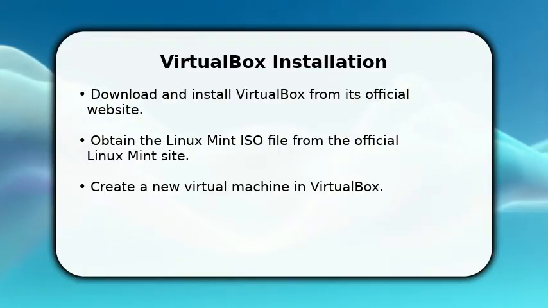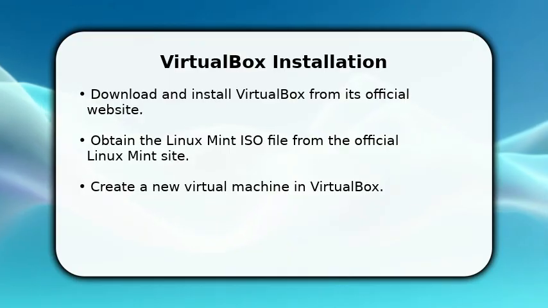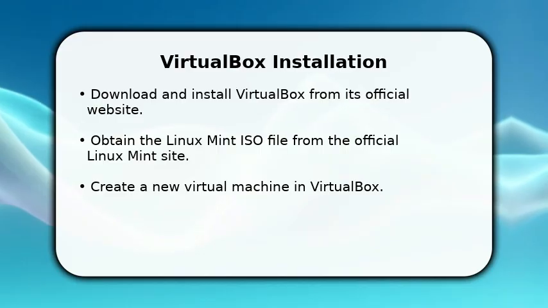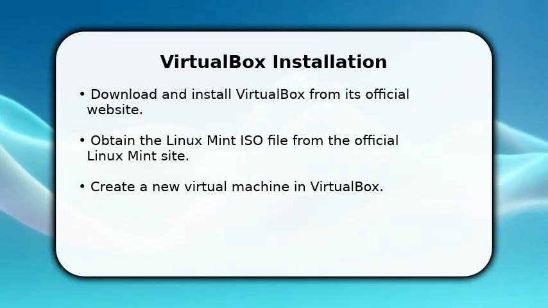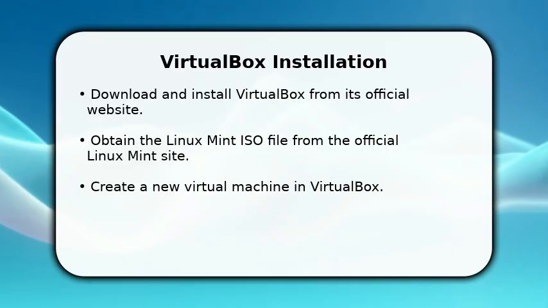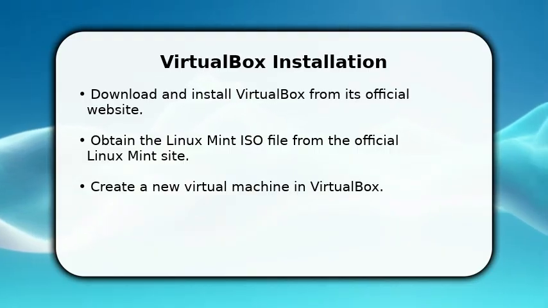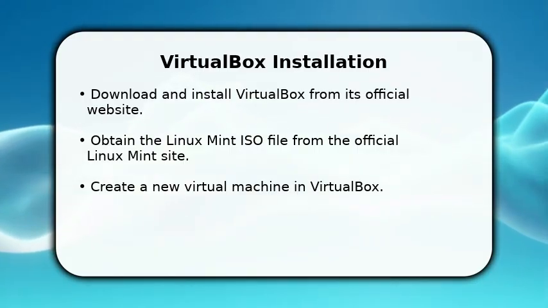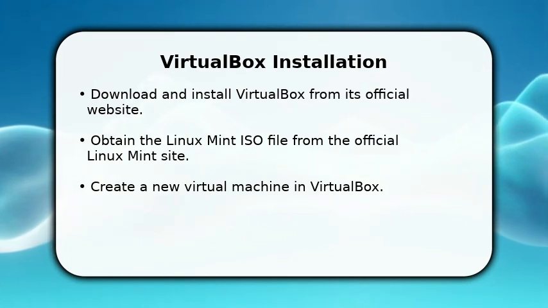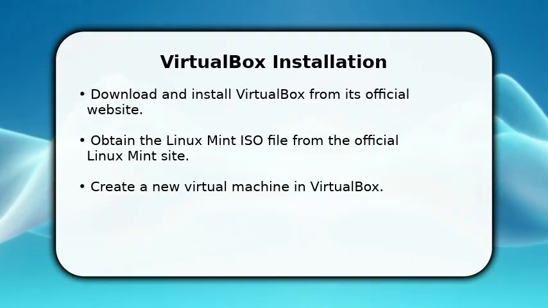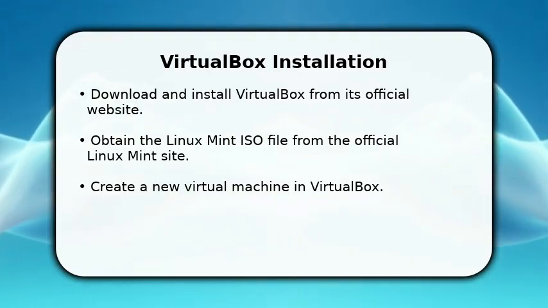In this video, I will explain how to set up Linux Mint on VirtualBox. First, download and install VirtualBox from its official website. Next, acquire the Linux Mint ISO file, which is essential for the installation. Once both are ready, open VirtualBox and click New to begin creating your virtual machine. Ensure you allocate at least 2 GB of RAM for smooth operation. This initial setup is crucial for a successful installation, providing a solid foundation for your new virtual environment.